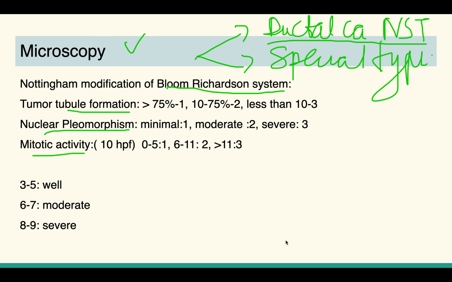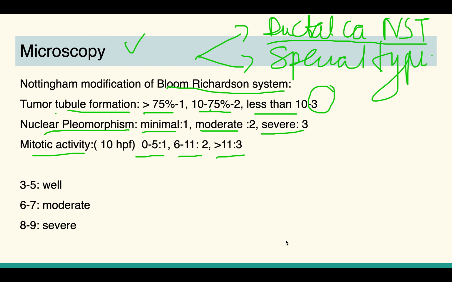So depending upon the percentage, like in tubule formation, if more than 75% of your tumor has tubules, it will be graded as 1. If it is 10 to 75%, it will be graded as 2. If it is less than 10%, it will be graded as 3. Then nuclear pleomorphism, if it is minimal, very few nuclei are different from each other, then 1, moderate 2, and severe 3. And then again mitotic activity, if it is less than 5, then 1, 6 to 11 is 2, and more than 11 is 3.